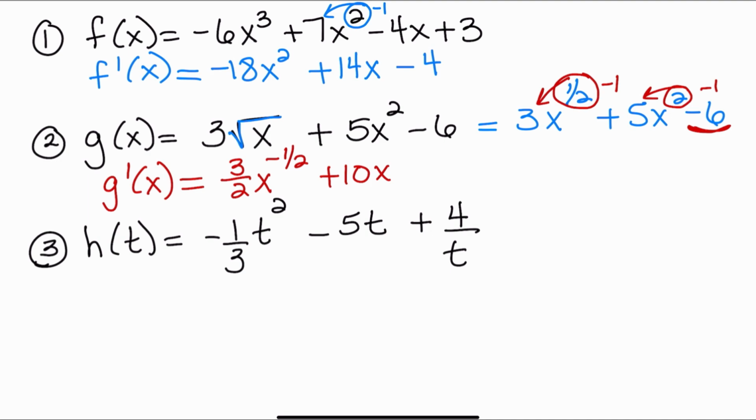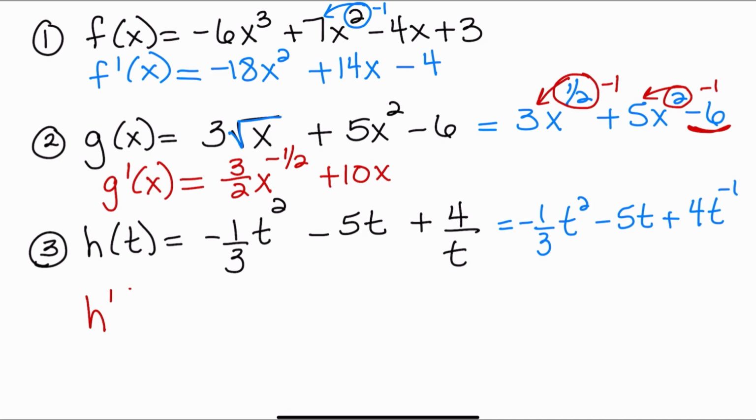In number 3, we have h of t equals -1/3 t squared minus 5t plus 4 over t. So I do have to take the time first to rewrite that part so that it looks like something that has an exponent, a power to it. I'm going to start by writing -1/3 t squared minus 5t plus, and because the t is in the denominator, that means that that should be t to the -1 power.